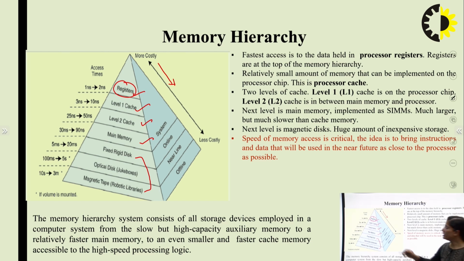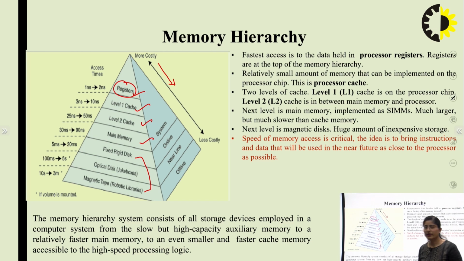Registers are the fastest memory because the CPU doesn't need to go to the cache or the main memory. The CPU will directly access data from the registers, which are inside the CPU, so very little time is needed to access them. Second is level 1 cache. Level 1 cache is inside the CPU. It is implemented on the processor chip, and it is the smallest, fastest and a costly memory.